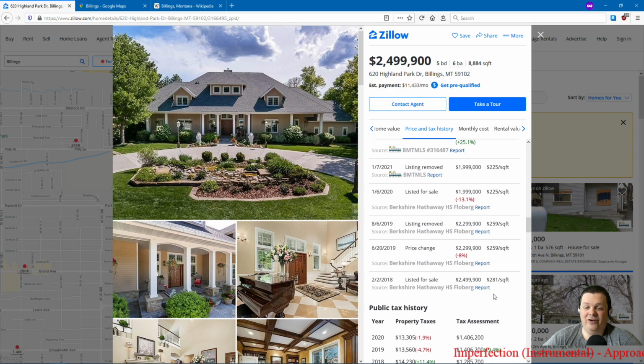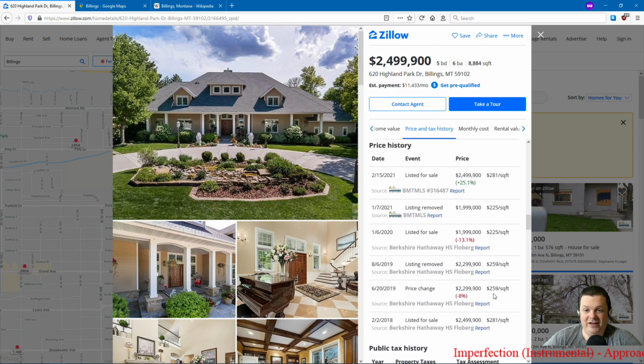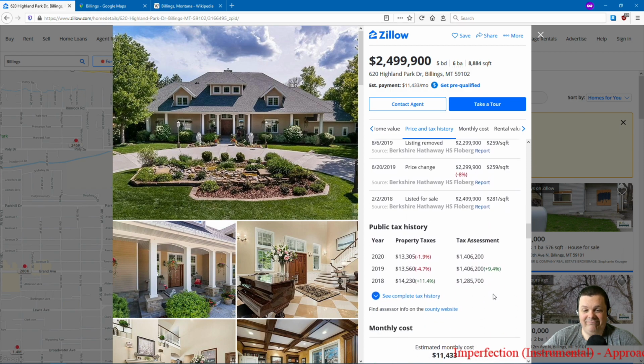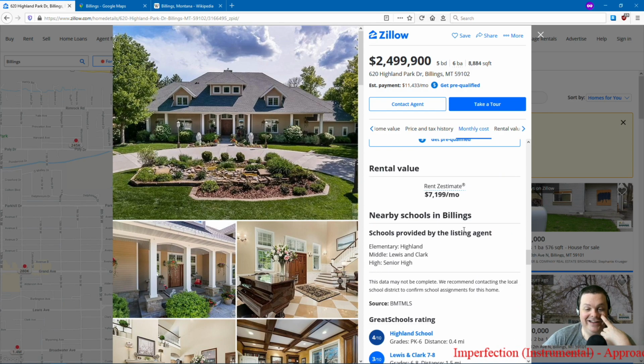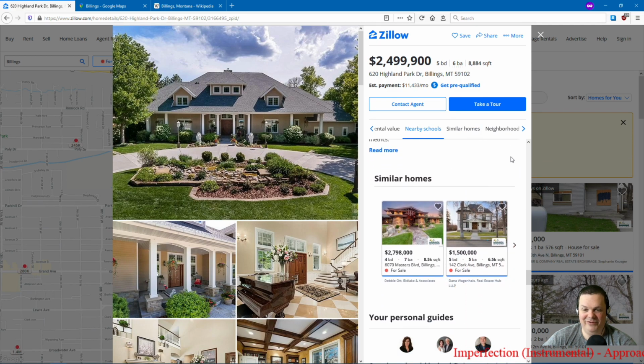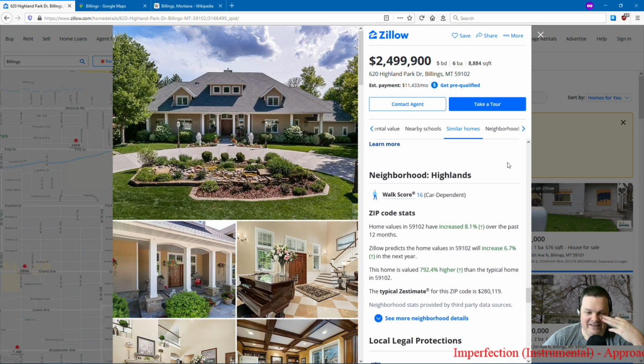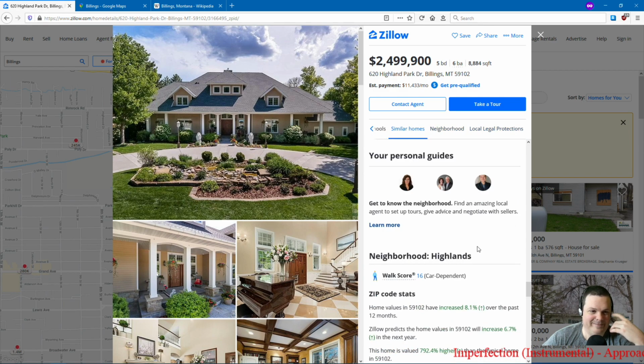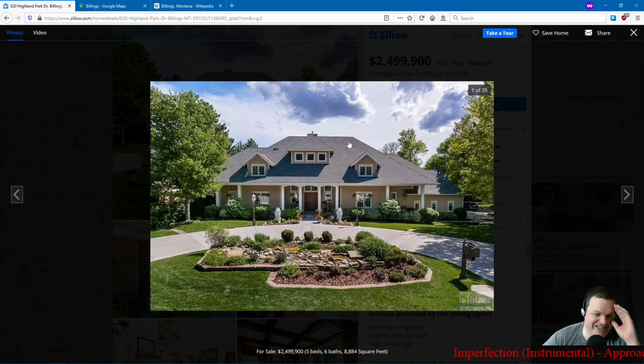It's been listed over and over, and no one's bought it. Shitty schools. Fuck, man. Don't move to Billings, apparently. All right. Let's have a look at this fucking shit show.